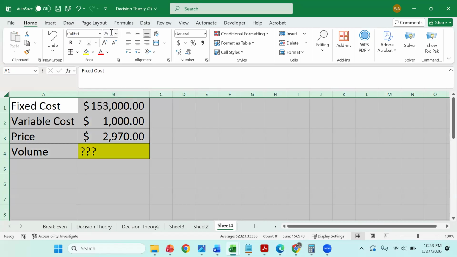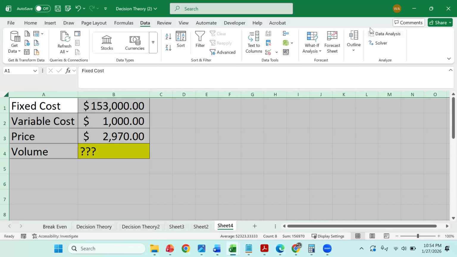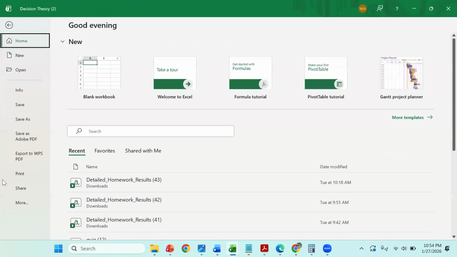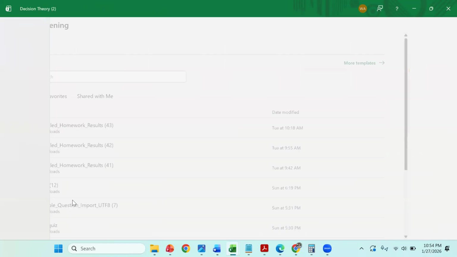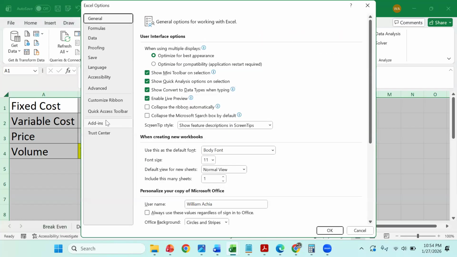Okay. So again, if I'm to use Solver, make sure you have Solver on your Excel page. Solver will typically be found under Data, and you should be able to see Solver over here. Now, if you don't have Solver, you can go to File, go to More, Options, and there should be an add-in option here.